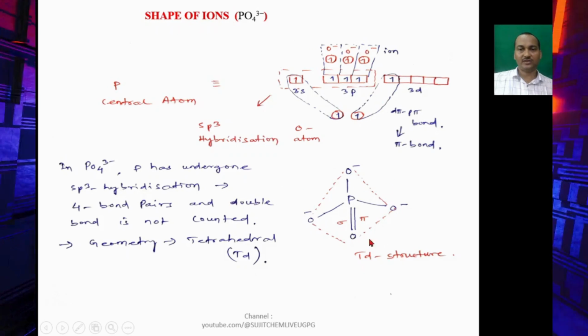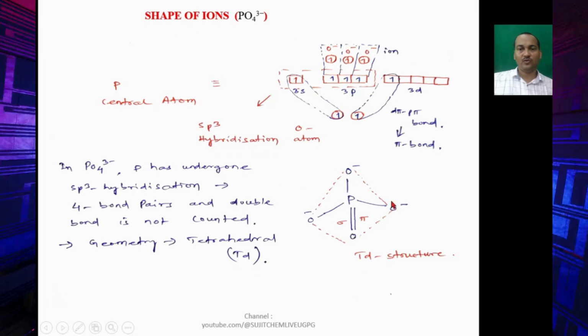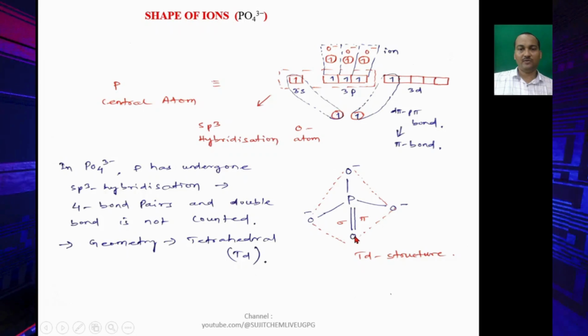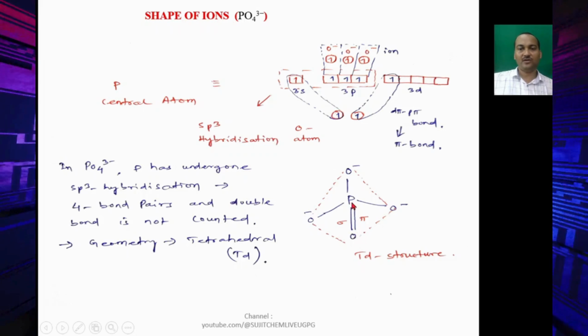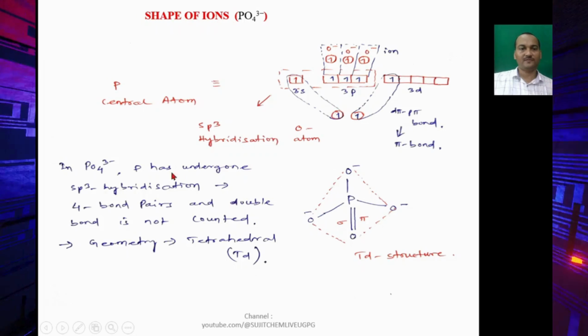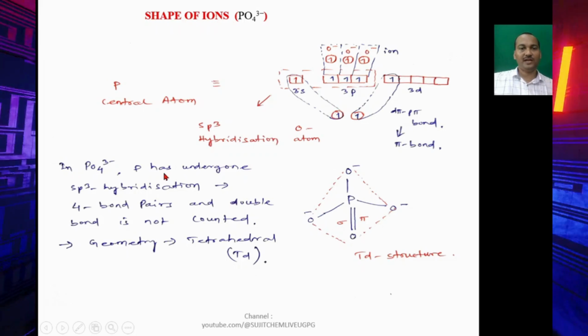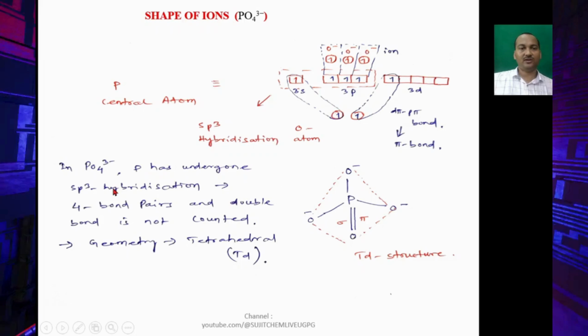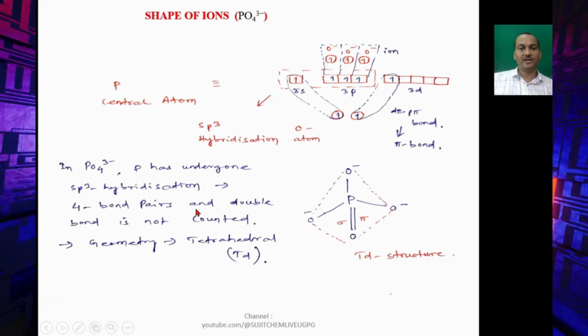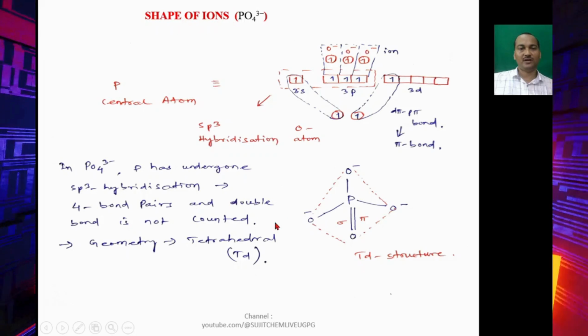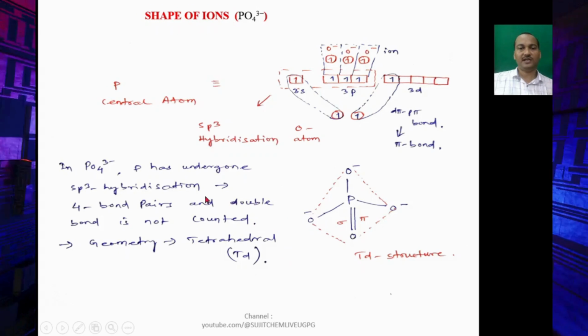So here is the structure. Here you have 4 bond pairs and 1 pi bond. According to the principle, a pi bond does not contribute towards the structure. So in PO4 3 minus, phosphorus has undergone sp3 hybridization. Phosphorus has 4 bond pairs and the double bond is not counted. So the geometry would be tetrahedral.